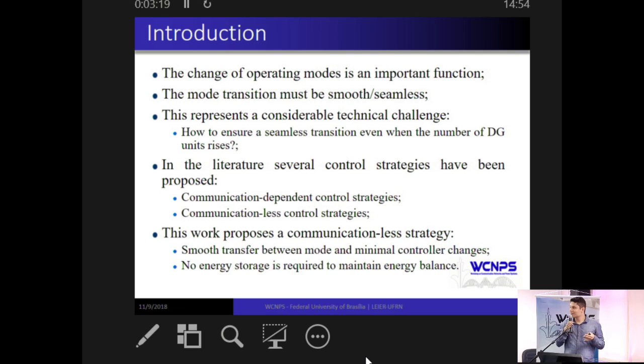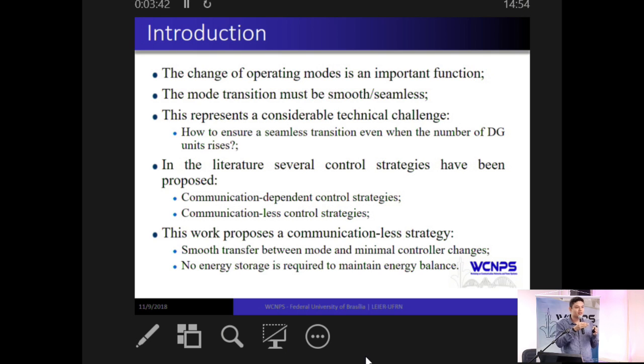This is a technical challenge because when the DG generation increases, the number of DG generators increases, and it becomes harder and harder to ensure this. In the literature, there are several control strategies proposed.